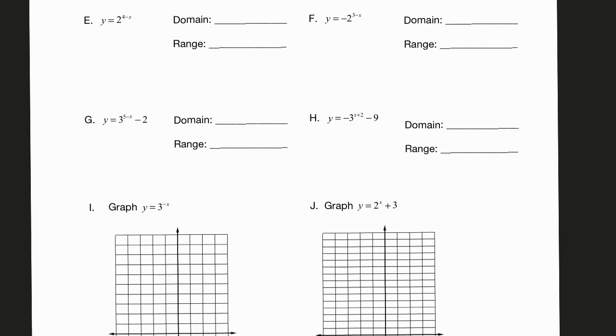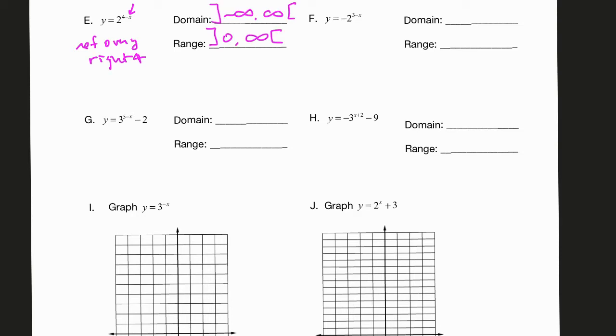For E, this has been reflected over the Y, because the negative is in front of the X, reflect over Y, and it's been moved to the right 4. So there's the domain and the range.